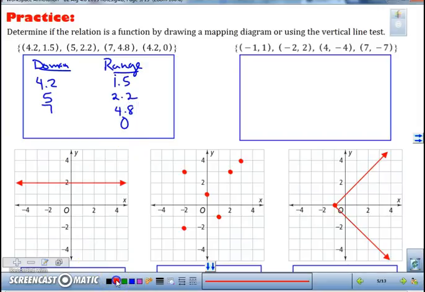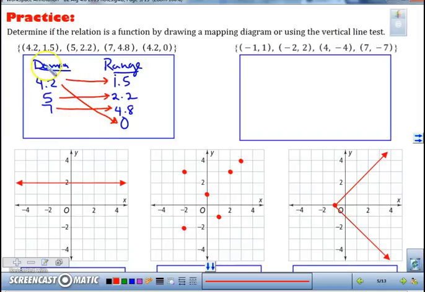So now we want to draw our map. 4.2 goes to 1.5, 5 goes to 2.2, 7 goes to 4.8, and 4.2 goes to 0. And the question is, is this going to be a function?